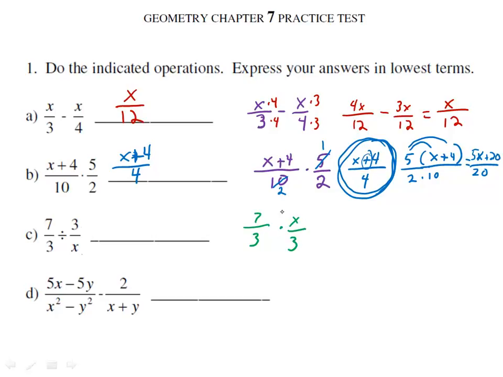And now it's just like the one we did before, except a little bit easier. It's just like b, it's multiplication of fractions. 7 times x is 7x. 3 times 3 is 9. No way to reduce that, so that's your answer. 7x over 9.